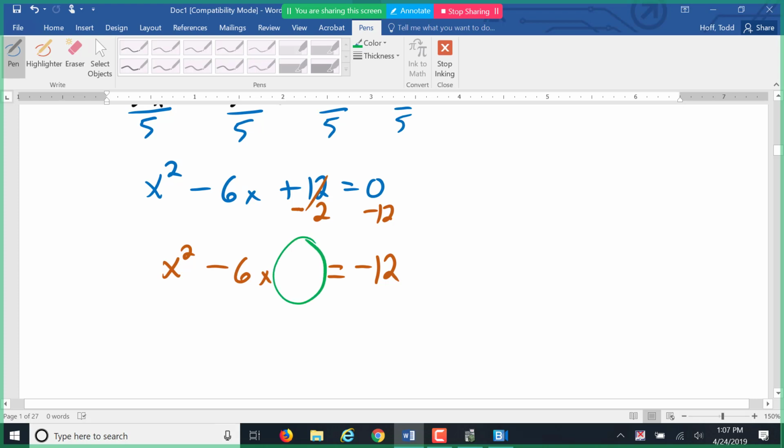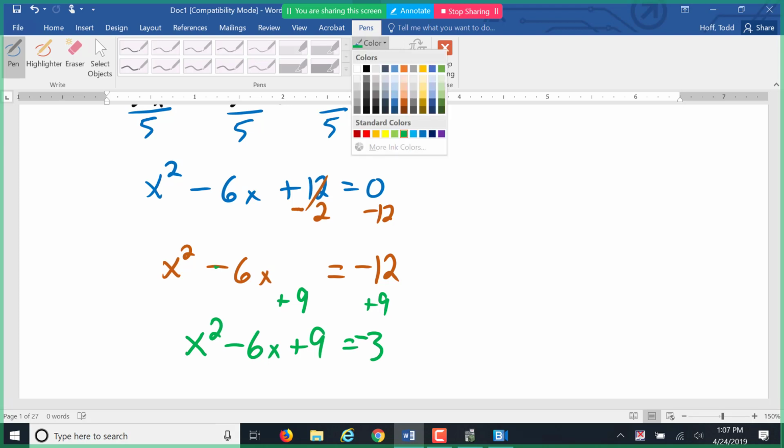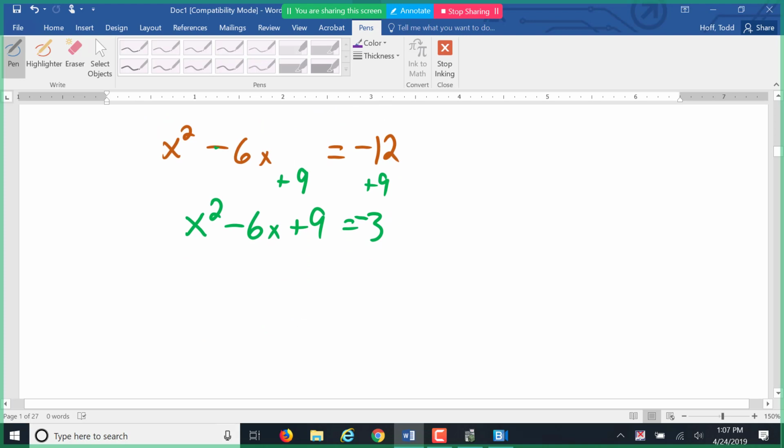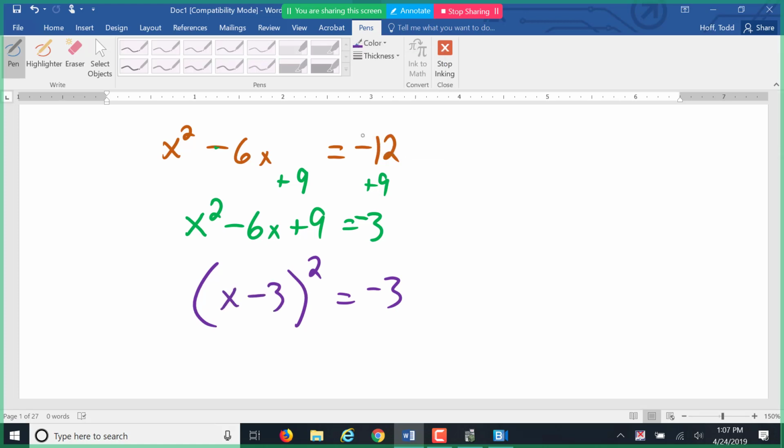And then what does this need to be? Positive 9. Even though this is minus, remember, negative 3 squared is still a positive 9. So x squared minus 6x plus 9 equals negative 3. Oh, sorry, negative 3. And then x minus 3 squared equals negative 3. Good.